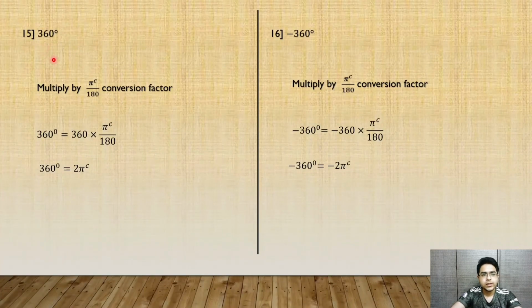Now for 360 degree, that will be equal to 360 into pi by 180, and 18 twos are 36. So this 0 will also get cancelled, and we will get 360 degrees is equal to 2 pi radian. And for negative 360 degrees, that will be equal to negative 360 into pi by 180. So we'll get negative 360 degrees is equal to negative 2 pi radian.